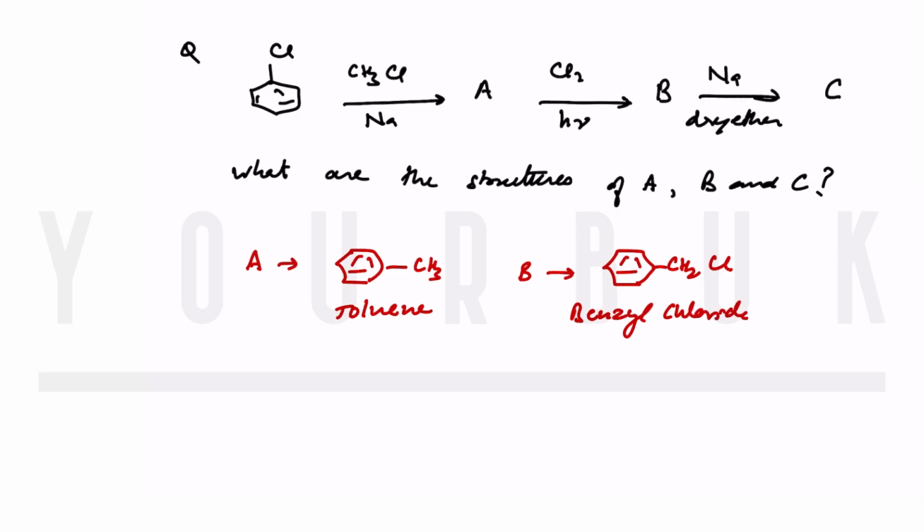In the formation of C from B, again this is an example of a Wurtz reaction, and the structure of compound C involves the formation of a new bond between the alpha carbon atoms. It is called dibenzyl. This is the reaction of halobenzene with sodium metal.